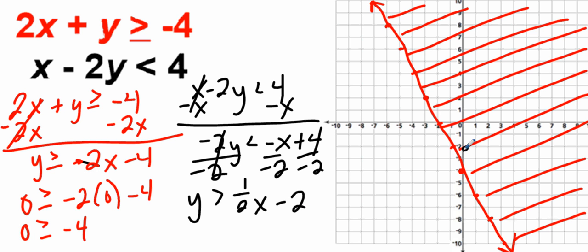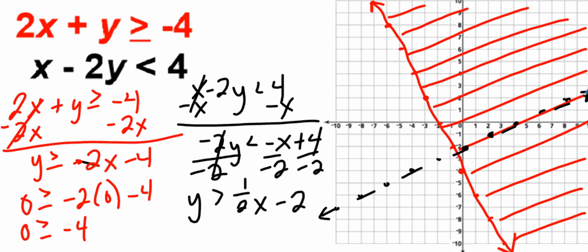So I'm going to start at -2, go up 1 over 2, and 1 over 2. And then it's going to be a dashed line because it's not an or equal to.